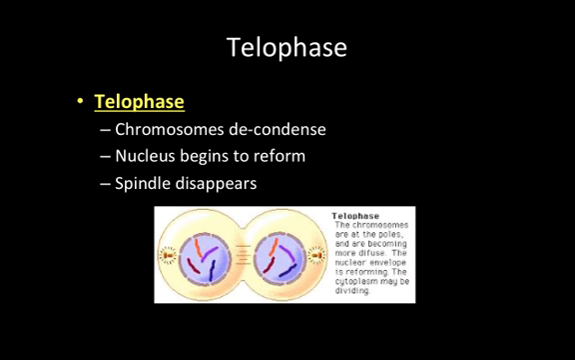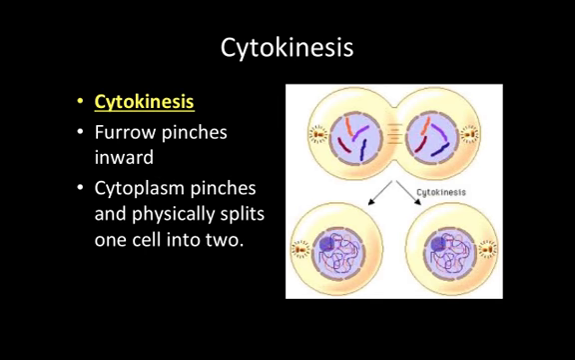In telophase, the chromosomes decondense. The chromosomes start to not be so tightly coiled anymore. The nucleus begins to reform, and the spindle apparatus disappears. What we're seeing here is the beginning of the creation of two new cells, as we start to see the cytoplasm begin to divide. Eventually, cytokinesis occurs, where that furrow in the cytoplasm pinches inward even further, and the cytoplasm physically splits one cell into two.